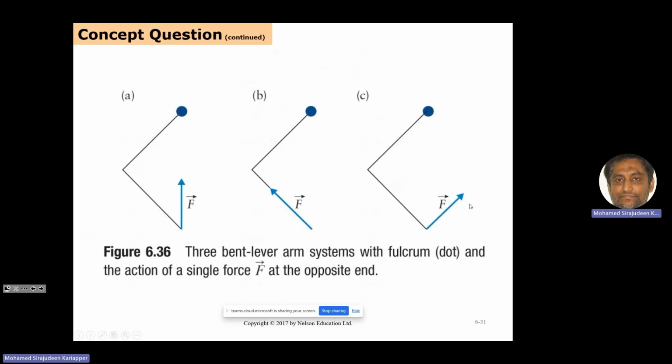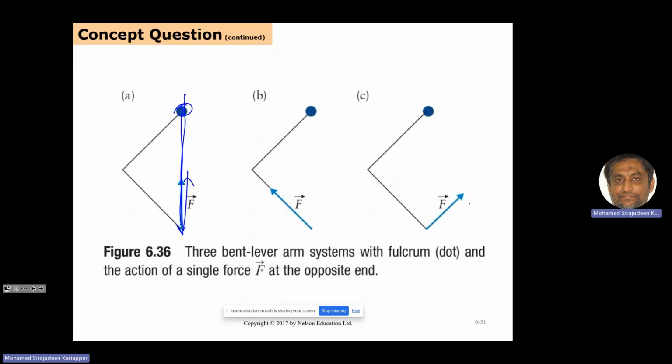The fulcrum is here, and the force is going through the fulcrum. So that means R is this, right? And F is this. What is the angle between R and F? 180. Sine 180 is 0. So this is in equilibrium.